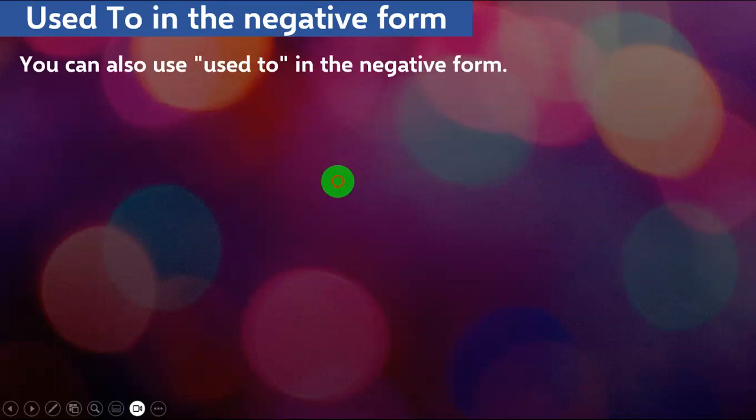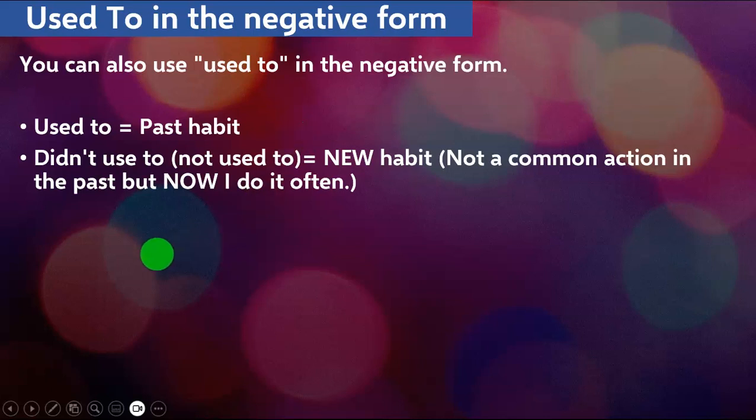And how is that possible? Let's understand. You can also use used to in the negative form. Now, used to, as I've already told you earlier, is a past habit. Now, in didn't used to, here you're not going to use the D. This is something you need to be careful about. Didn't used to is a new habit, not a common action in the past, but now I do it often. So that is the negative form.